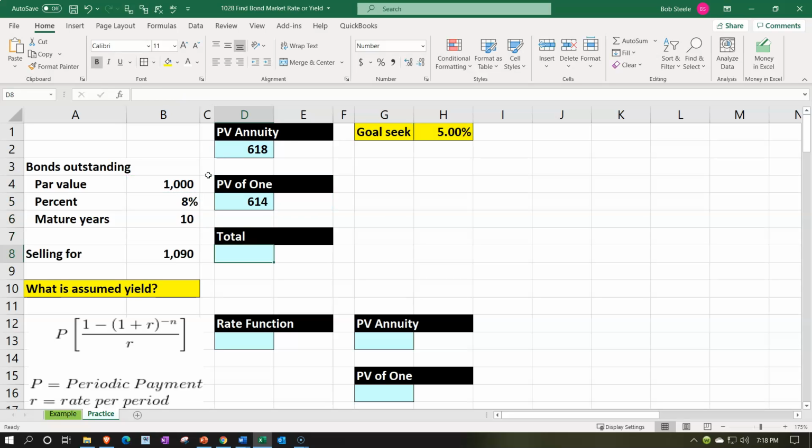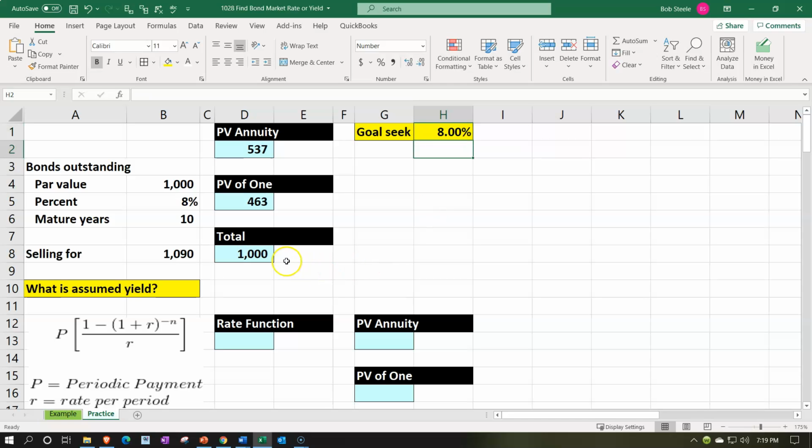There is that. Now, if we add those two up, that would be the price that we would assume, the present value of the annuity plus the present value of 1. So there's the 1,232. That's too high. It should be 1,090. So now we want to change this rate. I could say, what if it was 6% and so on and so forth? What if it was 8% and whatnot?